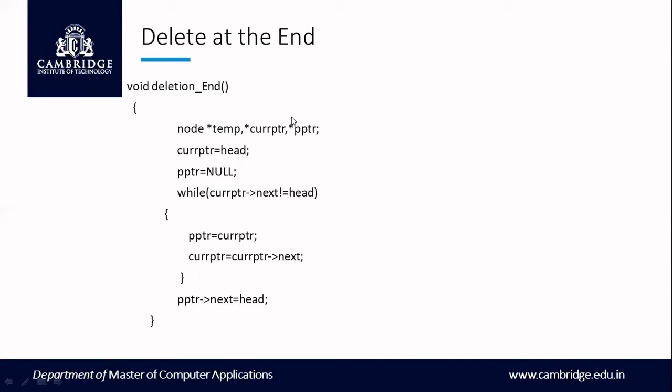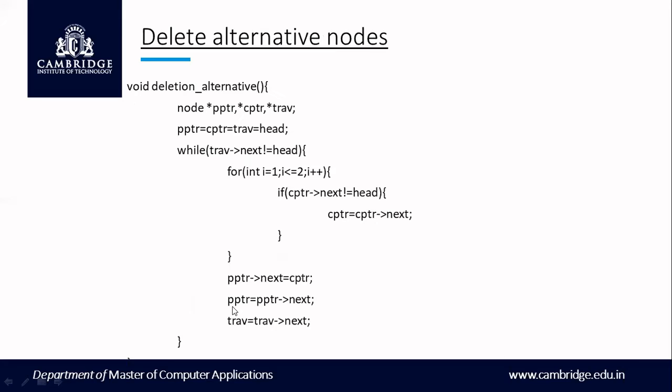Deleting at the end is just a simple logic. You keep on moving from the head node to the next node, next node, next node. You have to stop in a place where the last node's next is pointing to the first node. So you keep on traveling while the next of the current pointer is not equal to head. Once you reach the last node, whose next is pointing to the first node, that time you have to delete that node. This is the logic of deleting at the end.